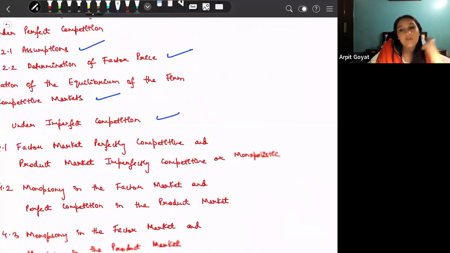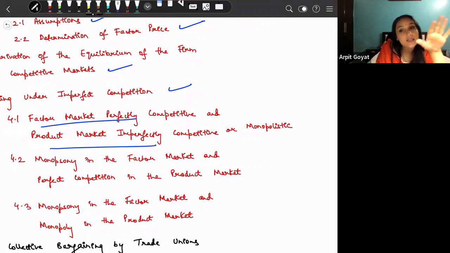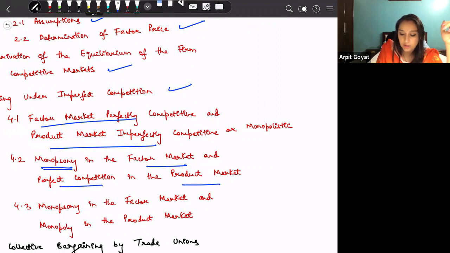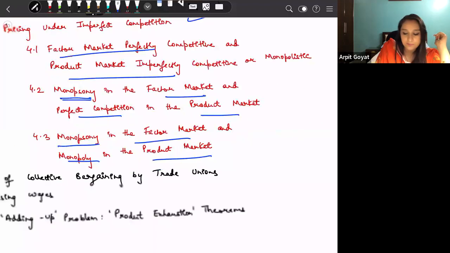So यहाँ पे हम क्या लेंगे? We'll take few cases. Like case number 1 is factor market is perfectly competitive, but product market is imperfectly competitive or monopolistic. Second case we can take is that there is monopoly in factor market, but in product market it is perfect competition. Third is that there is monopoly in factor market and there is monopoly in product market. So these are 3 cases.